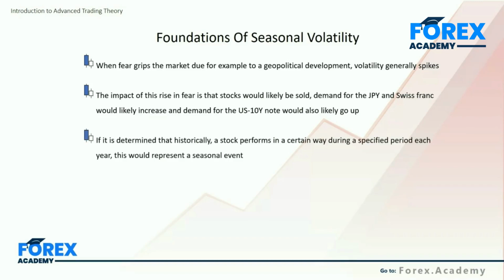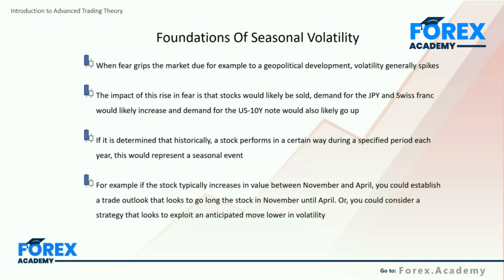As an alternative, let us assume that it was possible to determine that historically a stock performs in a certain way during a specified period each year. This then would represent a seasonal event. If, for example, we're looking at a particular stock and that stock typically increases in value between November and April, you could then look to establish a trade outlook that would consider going long the stock in November until April. And because we know that historically between November and April, the stock has moved in an upward direction, that would suggest that the stock usually trends in an upward direction during that period. We could then also assume that volatility during November and April is likely to fall.